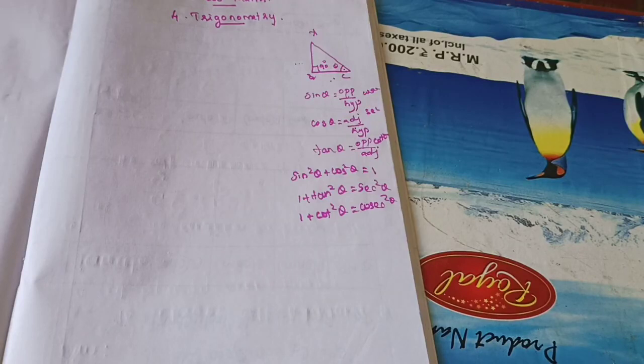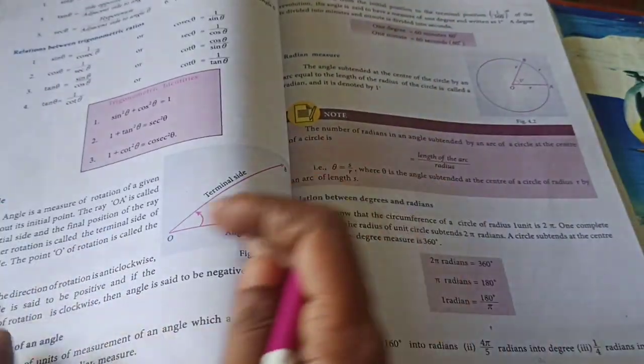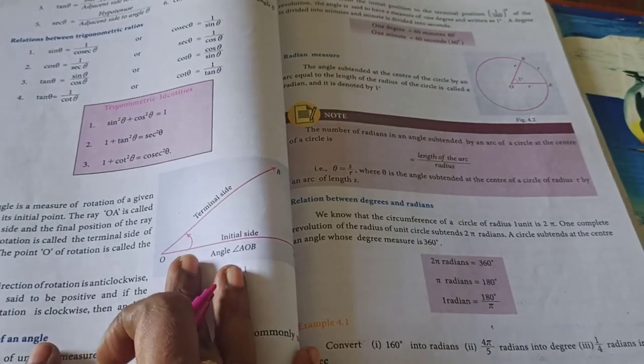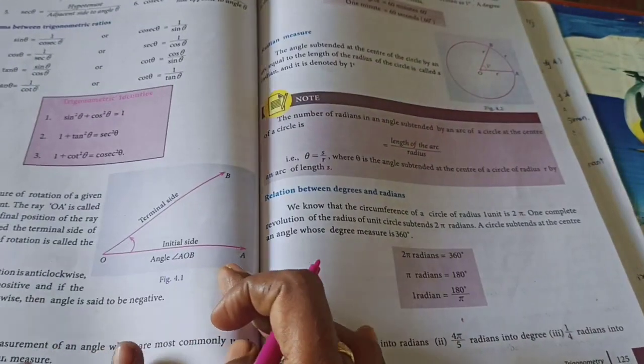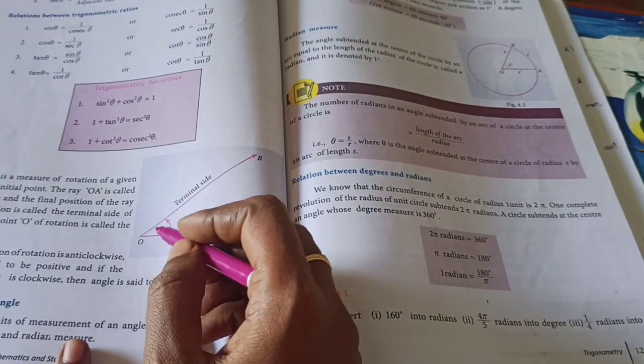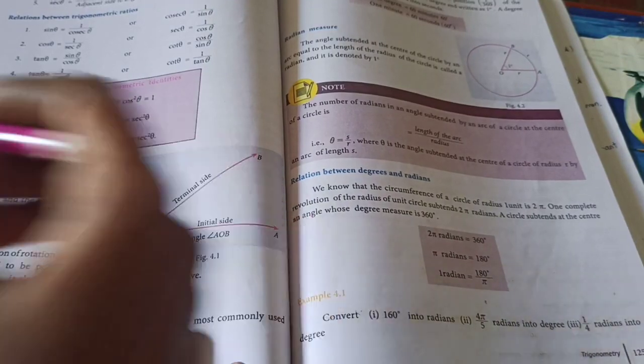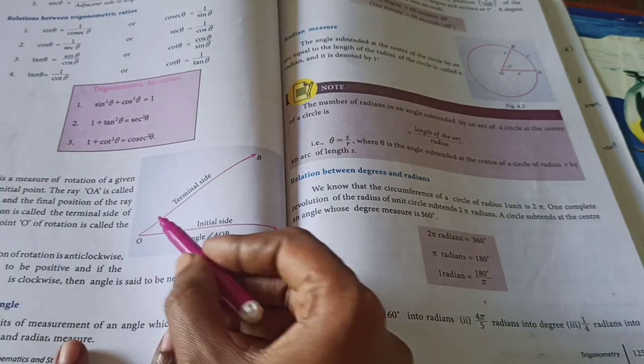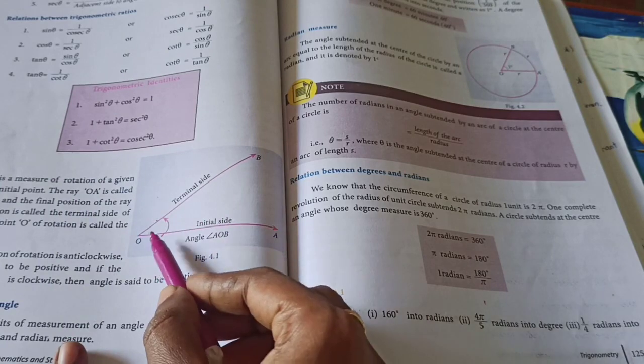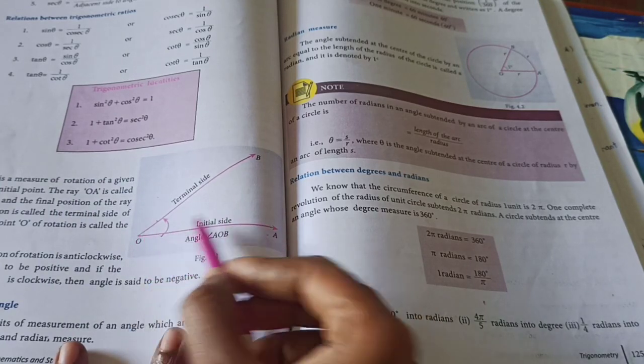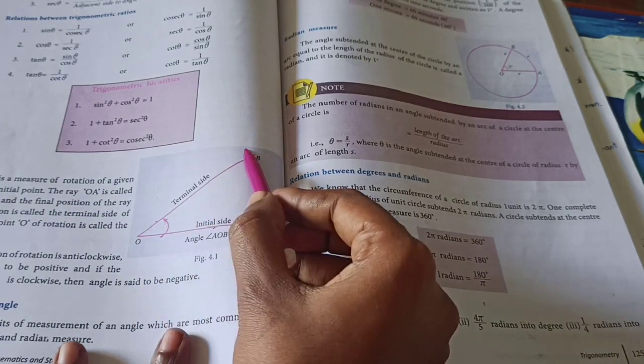Okay. So then we will come to this year's syllabus. Take down your books, all of you. First one is angle. Okay, so angle means all of you know. So here we are going to learn another name. Angle is a measure of rotation of a given ray about its initial point. You know, is it right? It's an angle. So here the ray OA is called the initial side, and this is called the terminal side.